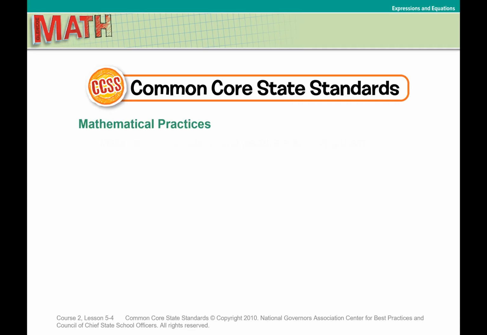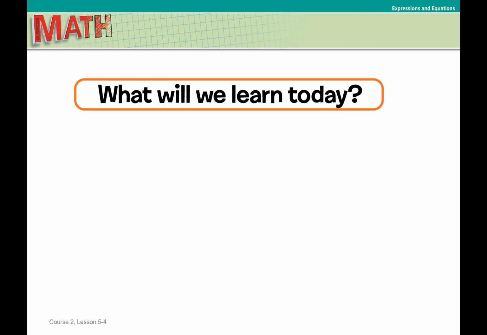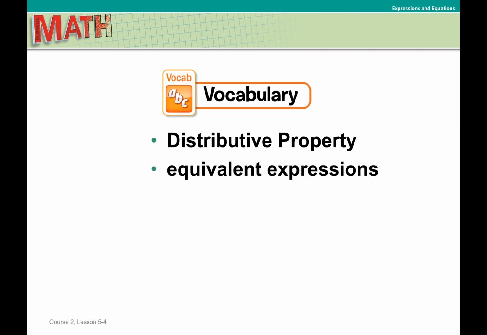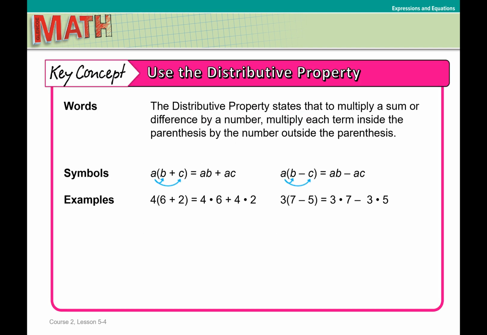Okay, today we're going to look at another property that we're going to use, which is called the distributive property. And here is the principle. The distributive property states that to multiply a sum or a difference by a number, you multiply each term inside the parentheses by the number outside the parentheses.